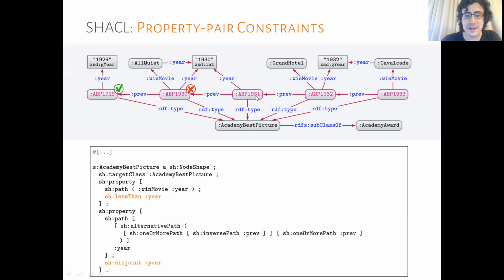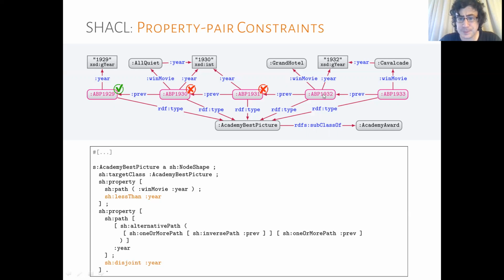So we see that the 1931 node has the same year as the 1913 one. So now there is a path through previous and year that gives the same year as the year of the award itself. So this is not disjoint anymore. So we break this one. So this one actually breaks both constraints because we've defined the inverse path as well. And we see that it has the same year as the award. So this breaks both constraints. This one breaks the disjoint year constraint.